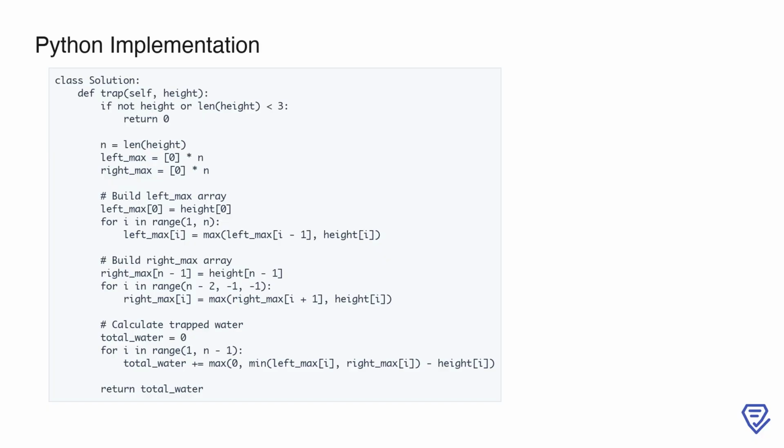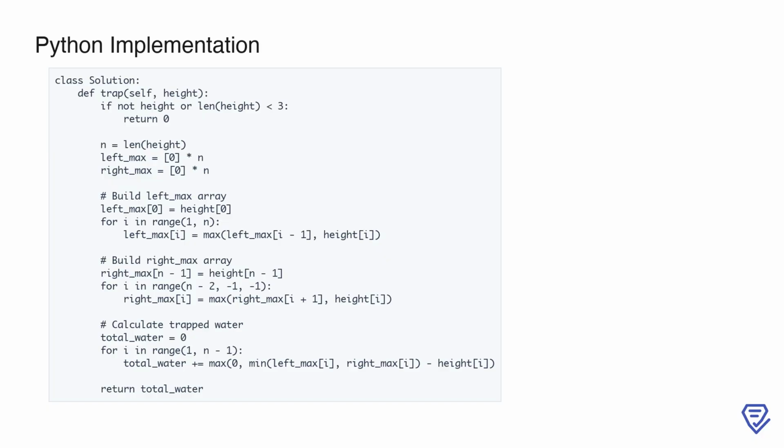We then populate the left_max array by iterating from left to right. At each index i, we store the maximum of the previous left_max value and the current height. Next, we populate the right_max array by iterating from right to left, storing the maximum of the next right_max value and the current height. Finally, we calculate the trapped water by iterating through the height array.